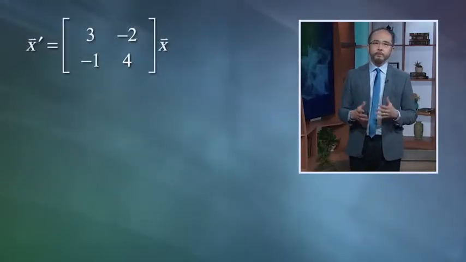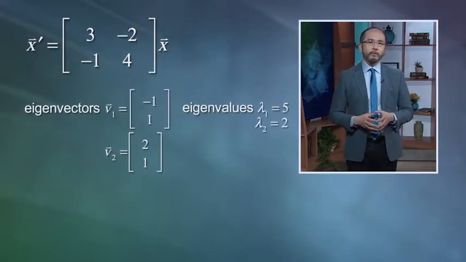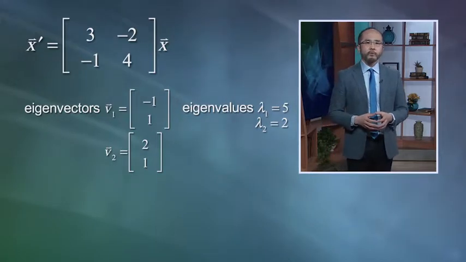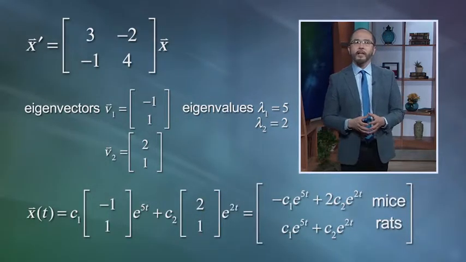All right, so what does this mean for our mice-rat population model? Well, using the eigenvectors and eigenvalues, we will get this general solution. Spend a moment studying it.